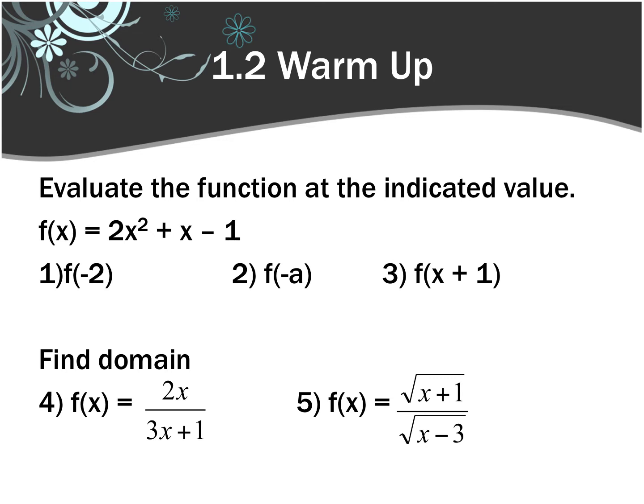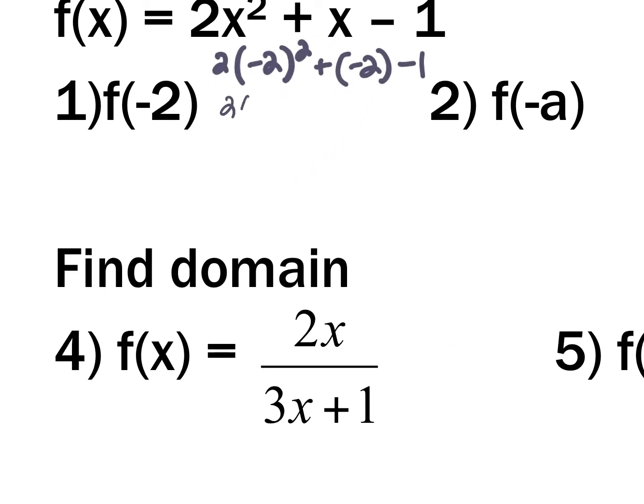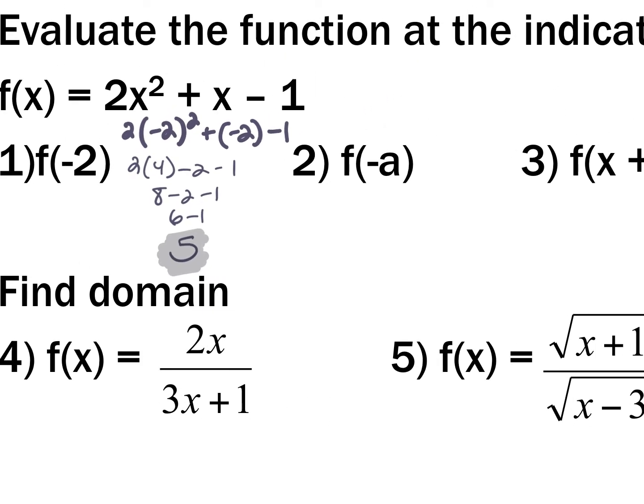All right, 1, 2, evaluate the function. So for 1, 2, and 3, we're just plugging in this value. So negative 2 gets plugged in, in parentheses. That's important because of the negative. Then negative 2 minus 1, I'd get 2 times 4 minus 2 minus 1, 8 minus 2 minus 1, 6 minus 1, which is 5. Then I get negative a. So 2 times negative a squared plus negative a minus 1. Negative a squared becomes just positive a squared minus a minus 1. And you keep your answer just like that.